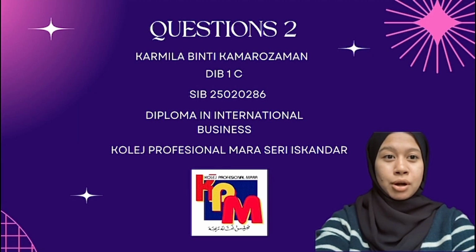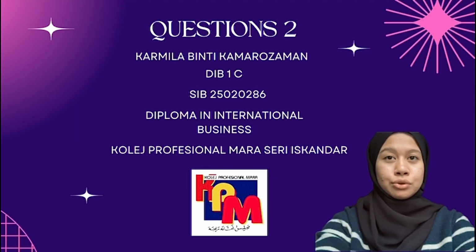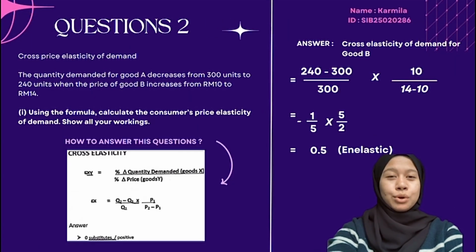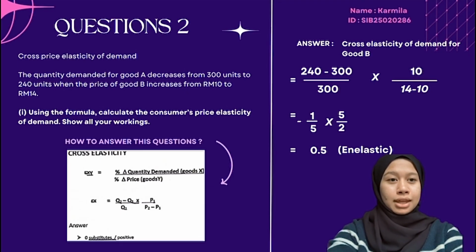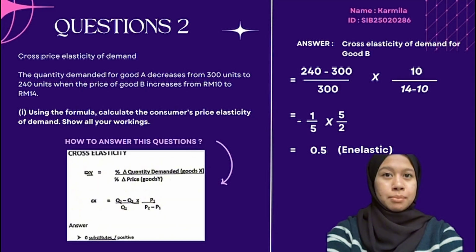I will explain about question 2. Basically, question 2 is about cross price elasticity of demand. Here's the question. The quantity demanded for good A decreased from 300 units to 240 units when the price of good B increased from 10 to 40. Using the formula, I will calculate the cross price elasticity of demand.